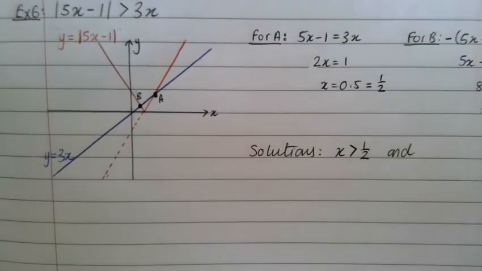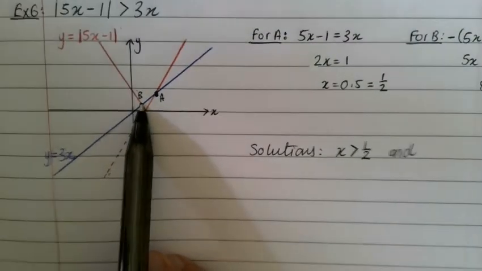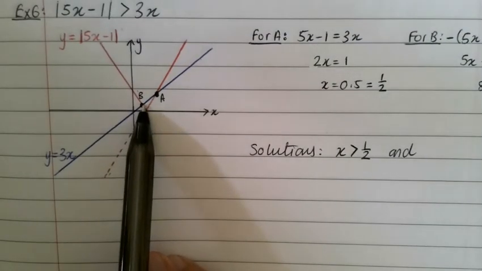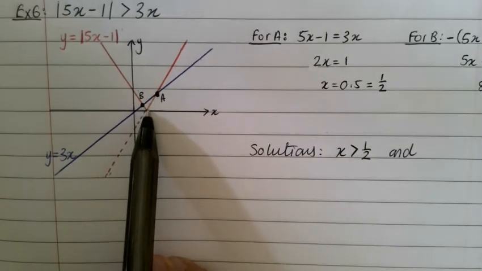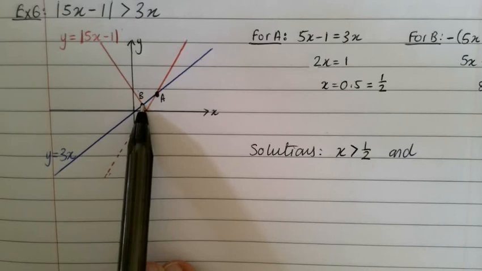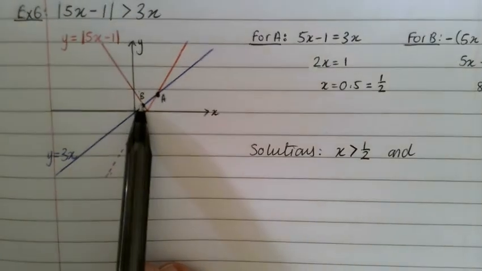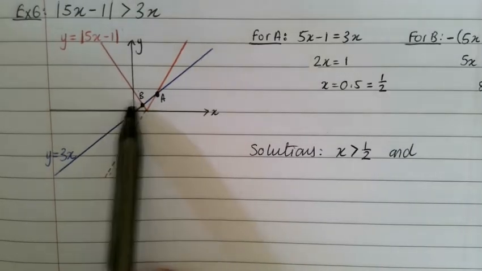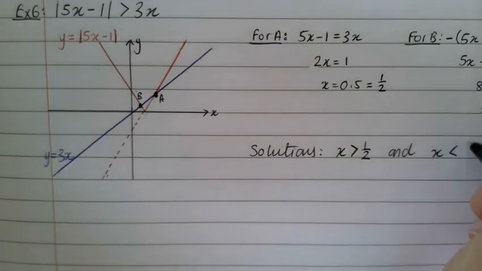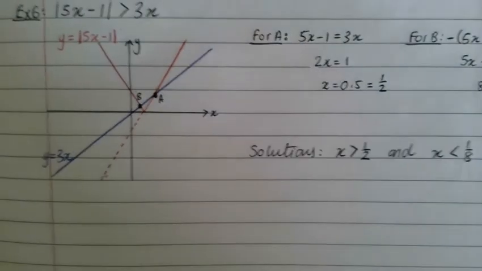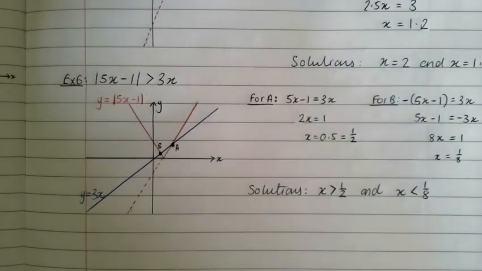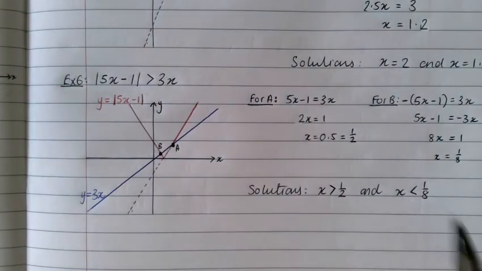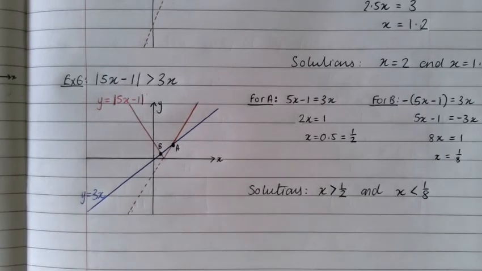Now we'll look at point B. So for point B, which is 1/8, is it for values bigger than 1/8, in this region, where the red graph is bigger than the blue graph? Or is it to the left of B? Well, clearly it's to the left. It's for values smaller than 1/8. So our next solution is that x is smaller than 1/8. So this is one of those solving inequalities questions where you get two separate inequalities. So that's all of the examples, and you should be ready to go back to exercise 2A and work on question 7 onwards.